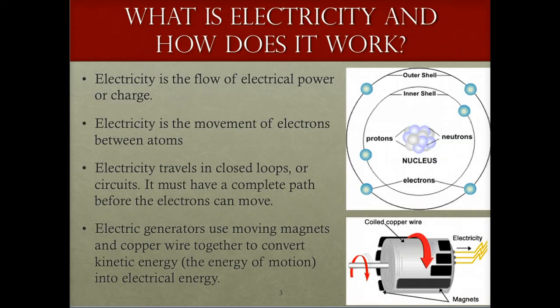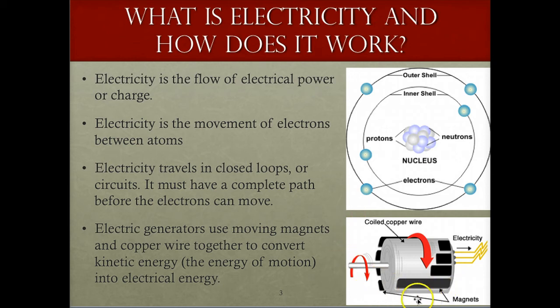Electricity is the flow of electrical power or charge. Electricity is the movement of electrons between atoms. You can see the electrons traveling in the outer portion of an atom in this picture. Electricity travels in closed loops or circuits. It must have a complete path before the electrons can move. If you shut off a light switch, you open the circuit, cutting off the flow of electricity.